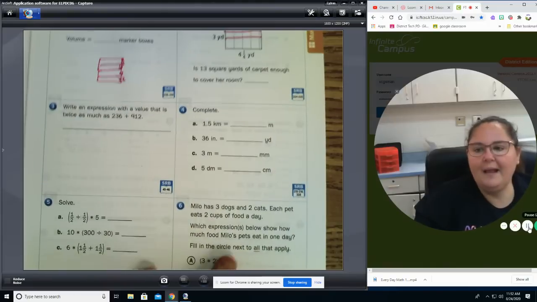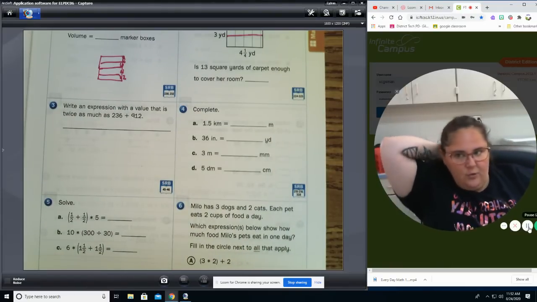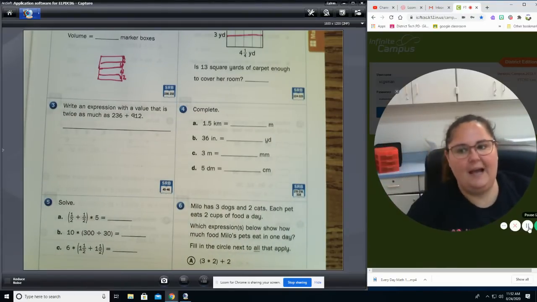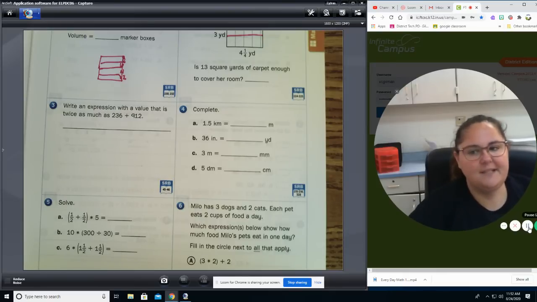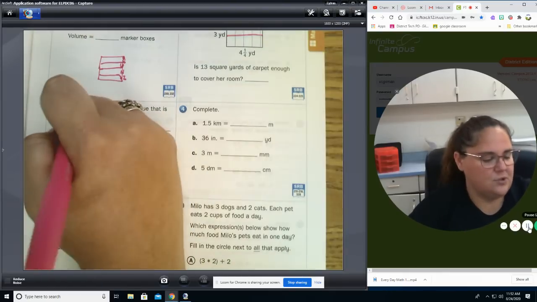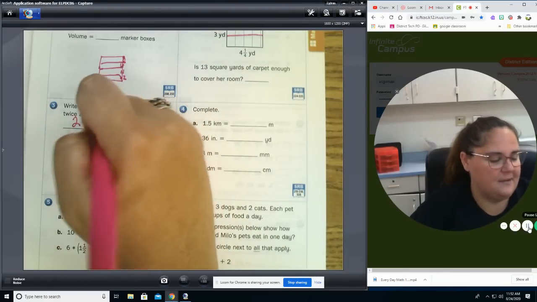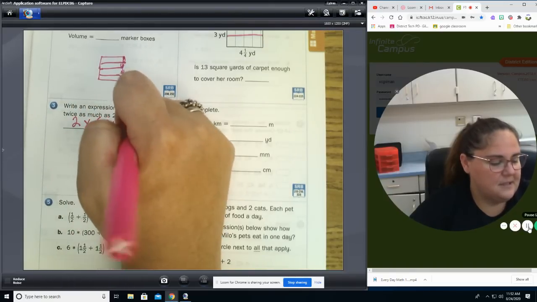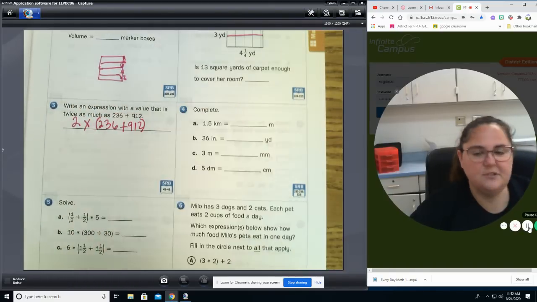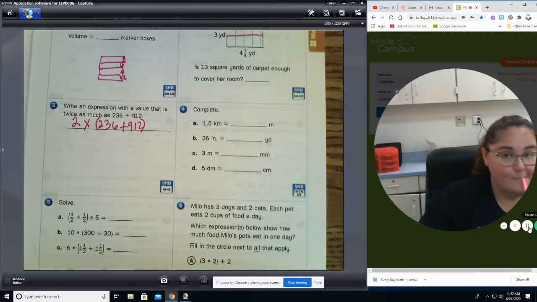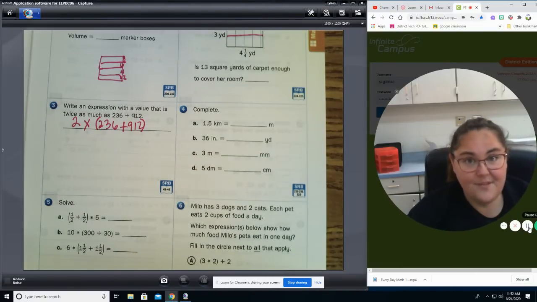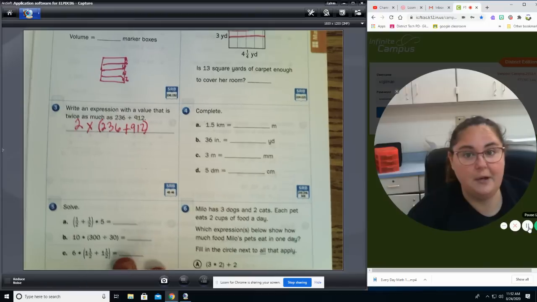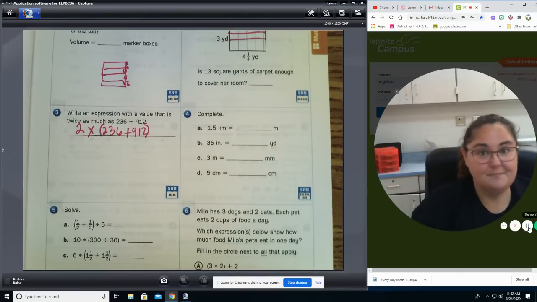Number 3, write an expression with a value that is twice as much as 236 plus 92. So twice as much as 236 plus 912, not 92, 912. If this is for a score and a grade, maybe you type it exactly how I have it written here. Just saying.